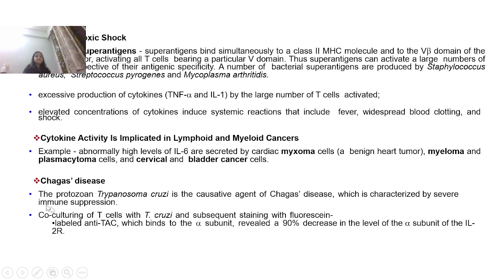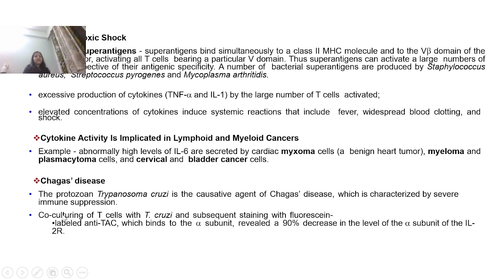Then there is Chagas disease, which is caused by Trypanosoma cruzi, and it causes severe immunosuppression. What you can do is co-culture the T cells with Trypanosoma cruzi, and then with labeled anti-TAC, which is anti-CD25, the IL-2 receptor, which I told binds to the alpha subunit. It showed that there is a 90% decrease in the level of the alpha subunit of the IL-2R.